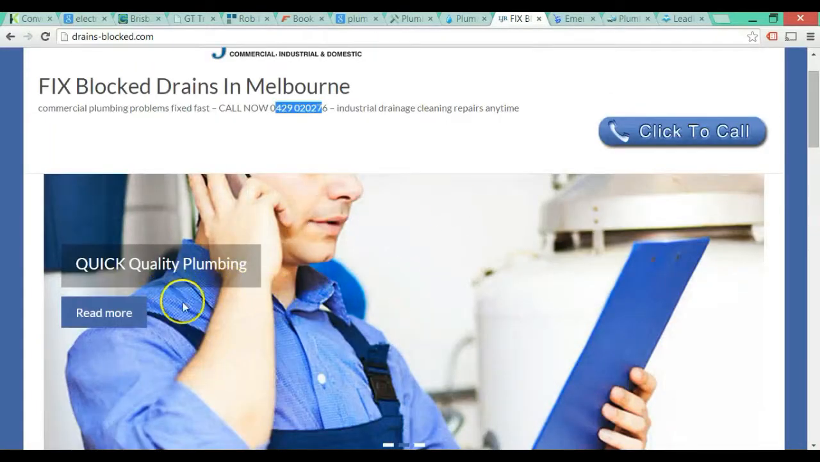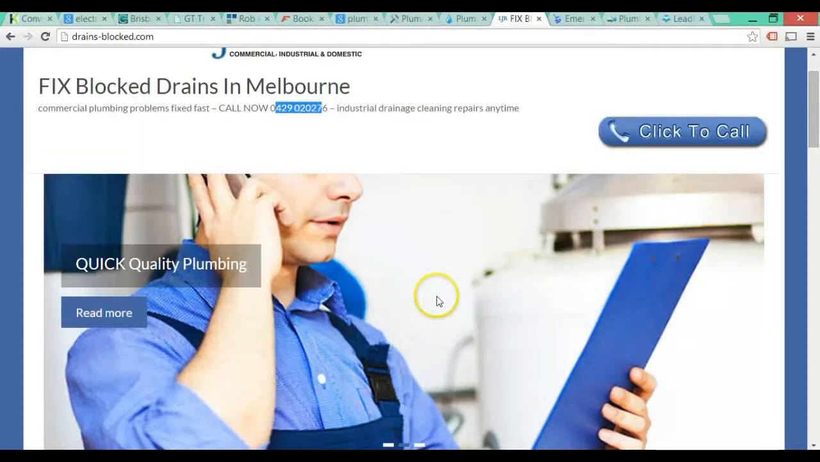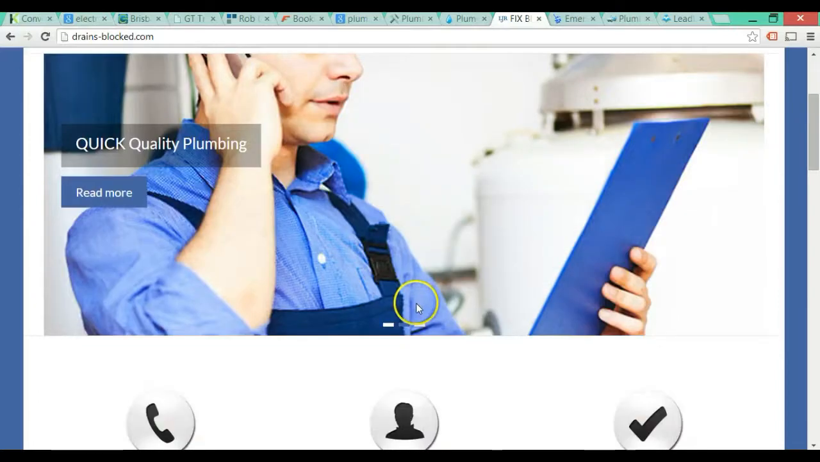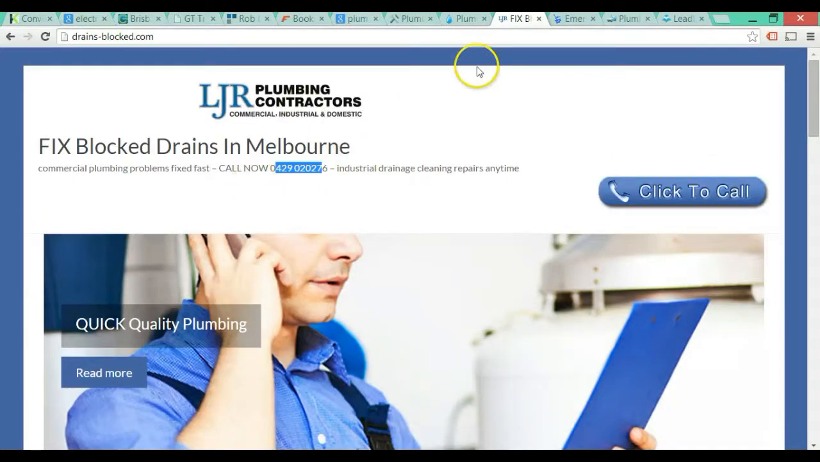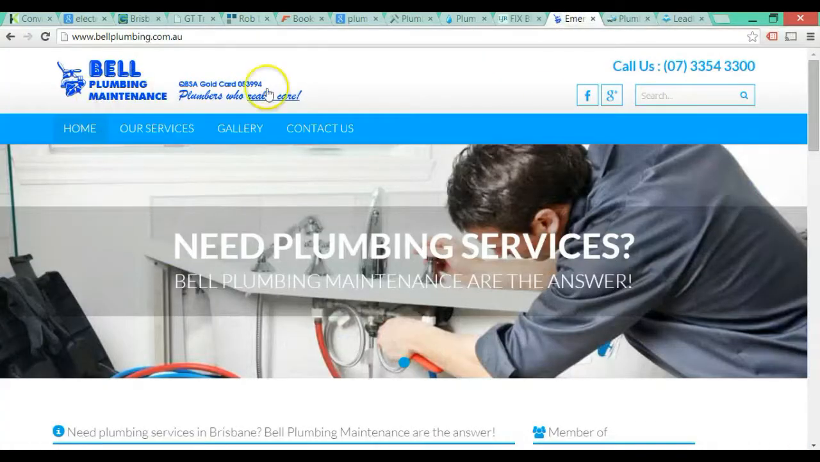The image is huge. It's real estate that is taken up where you could have some valuable selling information on there to build trust and calls to action. Read more. Not a great website at all. Okay, it really needs to. You could be spending a lot of money and wasting a lot of that traffic. Bell Plumbing.